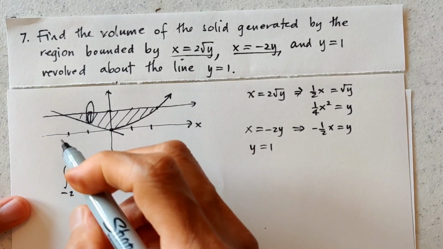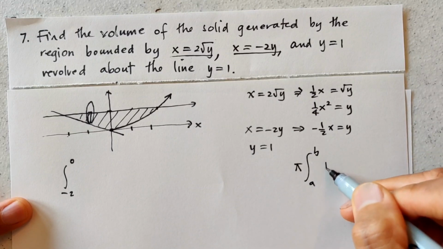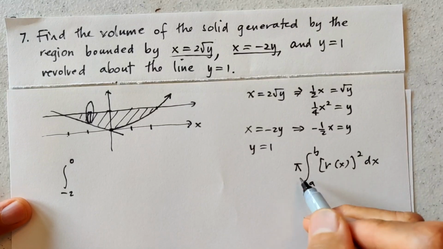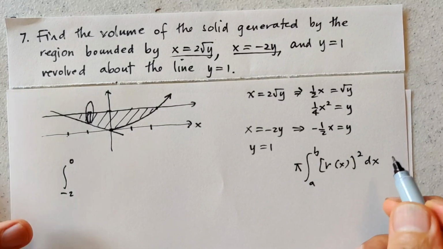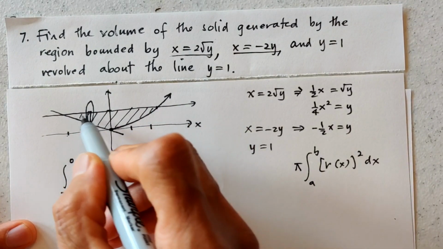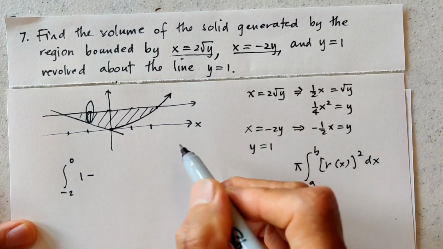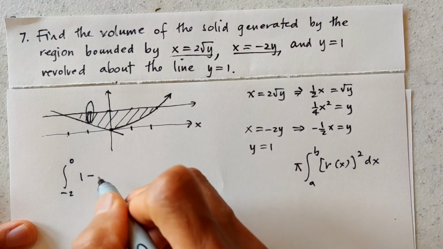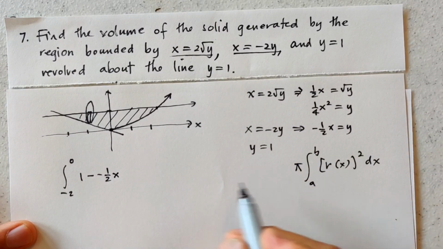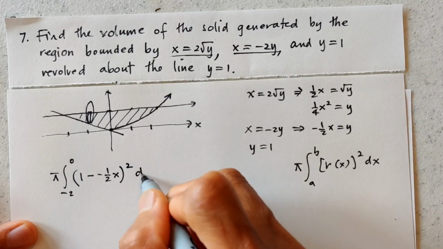So we recall that the disk method is given by pi integral from a to b of r of x squared dx, right? So that's from the area of the circle, pi r squared, okay? Okay, so the radius here would be determined by the line y equals 1. So 1 minus, and our line here is negative 1/2 x. So there you go, negative 1/2 x. We have to square that times pi dx.